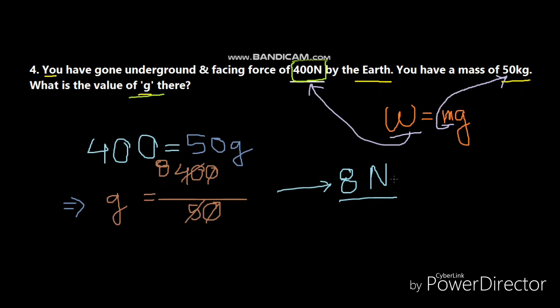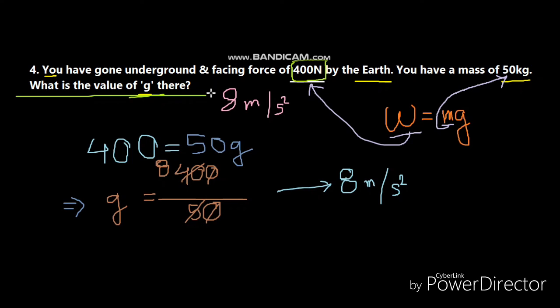This may not be easy, but as the information is given, the answer will be 8. I'm sorry, not 8 newton, very sorry. This is the value of g, so the unit will be meter per second squared. And this is the answer for the value of g there. So the answer of this problem will be 8 meter per second squared. And this is the final answer of the problem.